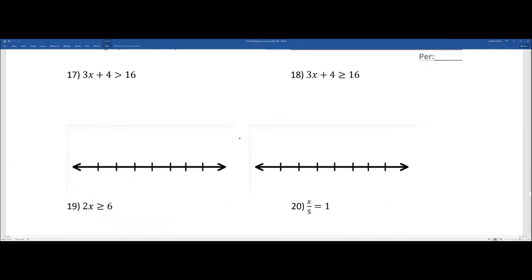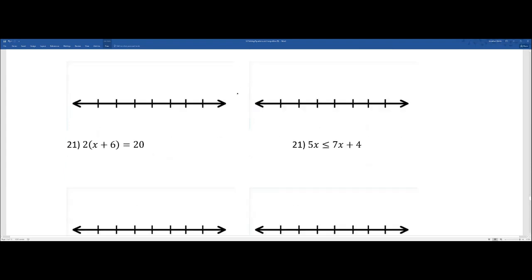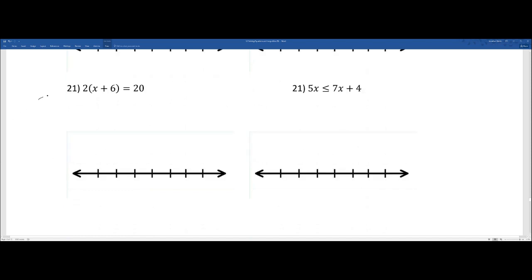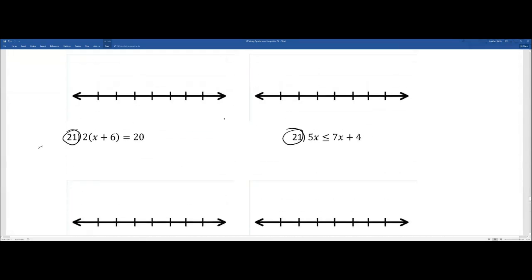So I'll tell you what, go ahead and try 17 for homework, 18 for homework, and honestly, I think this whole page, 19, 20, 21, the other 21, and that'll be good for today.